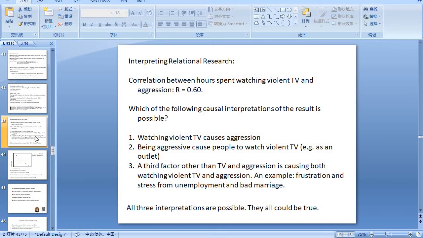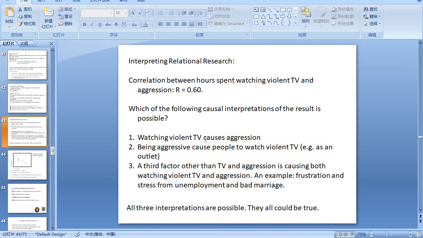How do we make interpretations of correlation research? Suppose you find that the correlation between how many hours people spend watching violent TV programs and aggression is strong and positive, R equals 0.6. What are the possible explanations of this data? What are the possible interpretations from this statistic? I have three options.